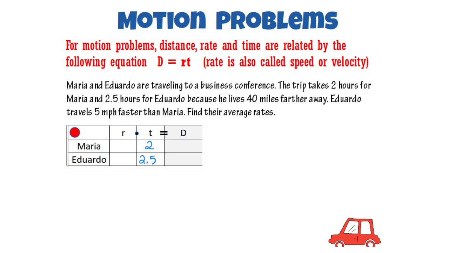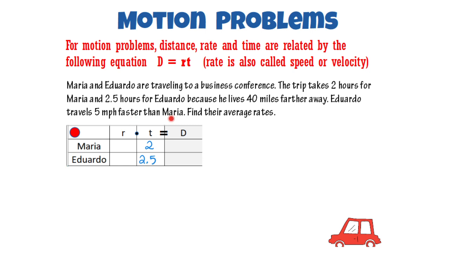That has to do with a distance, and I'm not filling in anything on distance. Hang on to that thought for a second. What I really want to do is fill in the rates, and that's where I keep reading and I see something about rates happening here. So Eduardo travels 5 miles per hour faster than Maria.